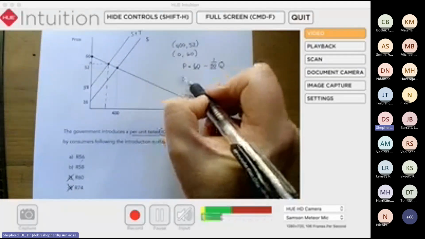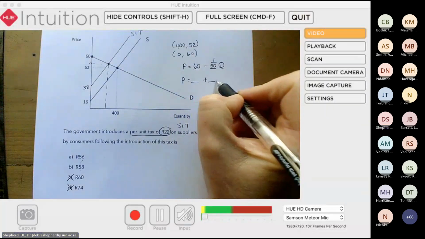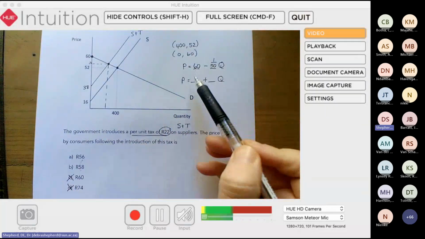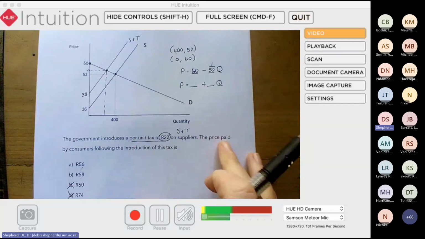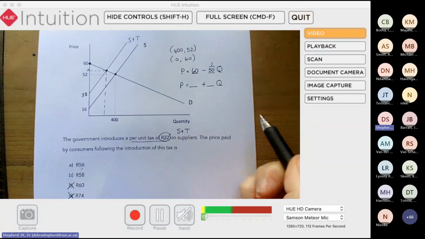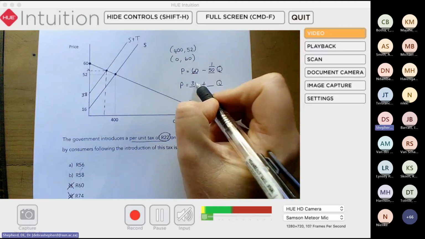How would I get the function of my supply plus tax curve? So it's also going to have an intercept and some positive slope times Q. What is the intercept of my supply plus tax curve using everything we've drawn in this picture? The intercept is 38.